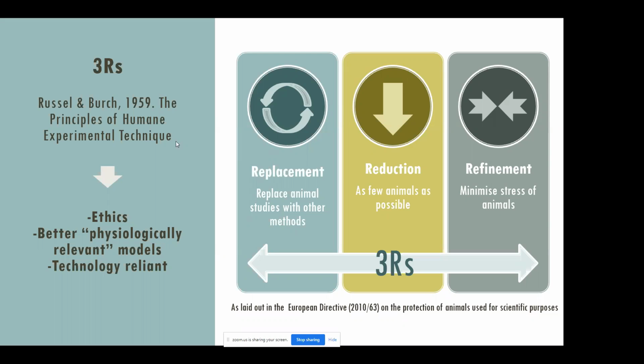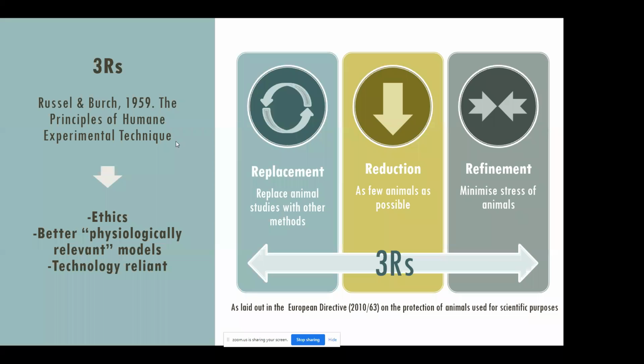So the 3 R's are basically principles that we have to use when we do animal experiments. So the first thing we have to make sure is that there are no other methods that don't make use of animals, and this is known as the principle of replacement. So we want to try as much as possible to replace animal studies with methods that don't use animals. And then if we can't replace them, we must try and reduce them. So we must try and use as few animals as possible to get the best possible results.